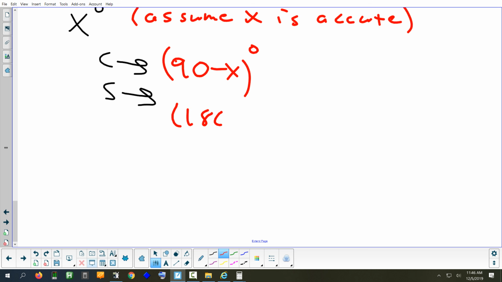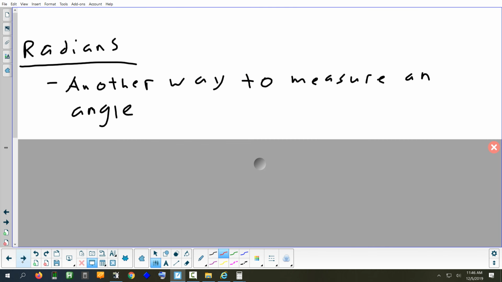180 minus x. Okay. So just some different terms we can use to describe either a single angle or a pair of two angles. Okay, the last thing we're going to look at is how we measure an angle.